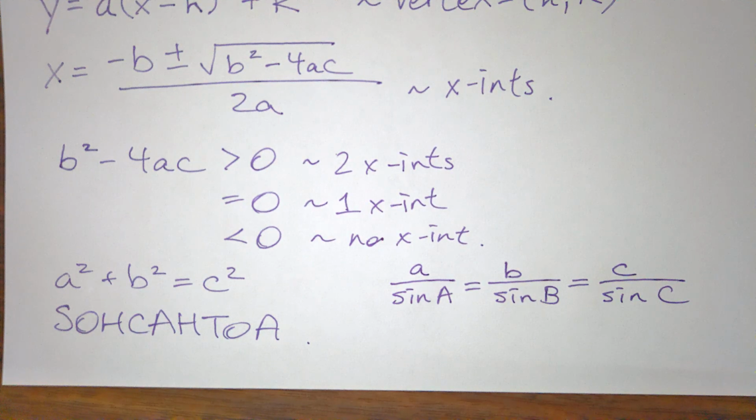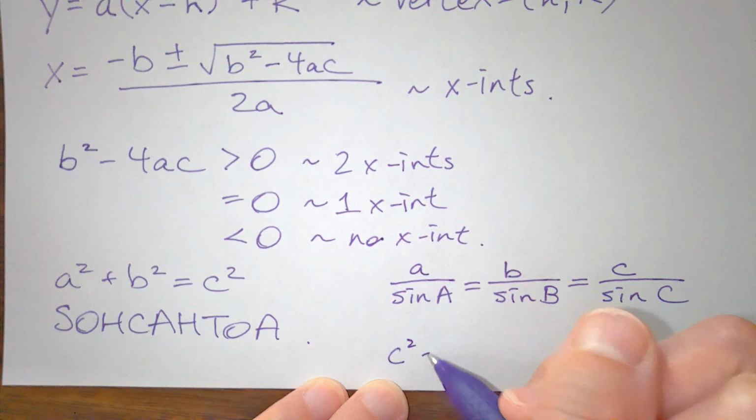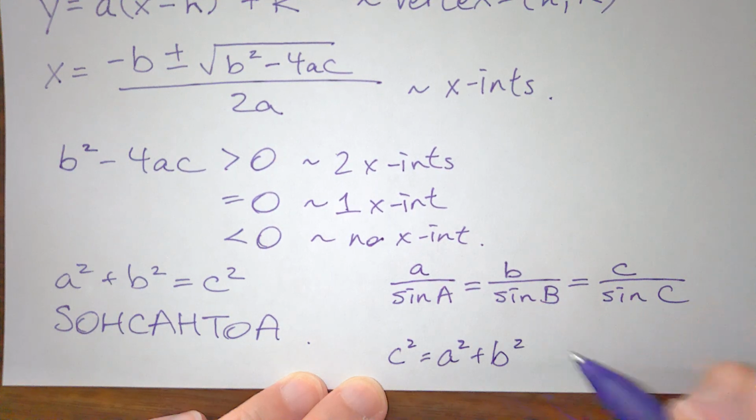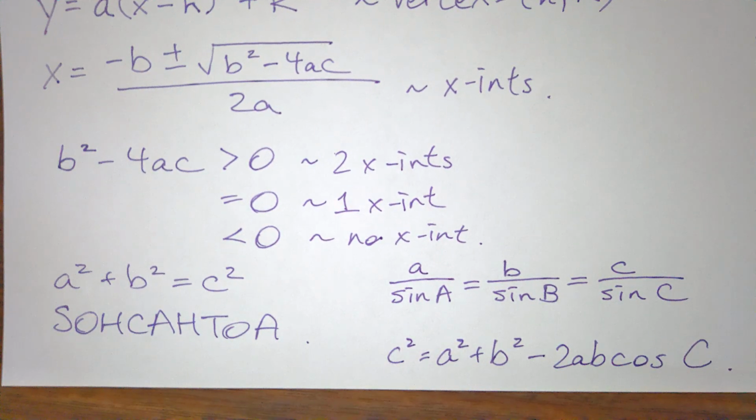Who should I ask? Okay, so Andrew, what is the cosine law? c squared equals a squared plus b squared, minus 2ab cosine C. Good job. If you start with c, end with C. If you start with a, end with A.